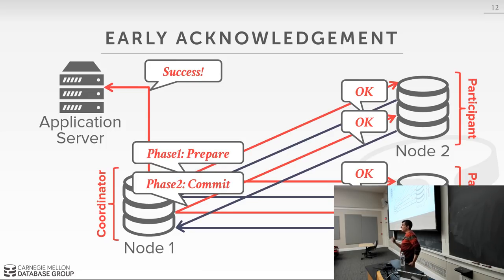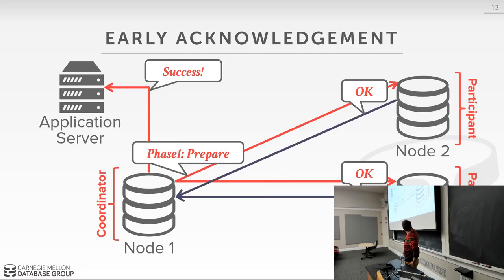Right, so again, that's the textbook definition of two-phase commit. What I'm saying is you don't have to do this, right? If you do this, at this point here, it doesn't matter whether I've sent it out or not. I can tell the application server I've committed.